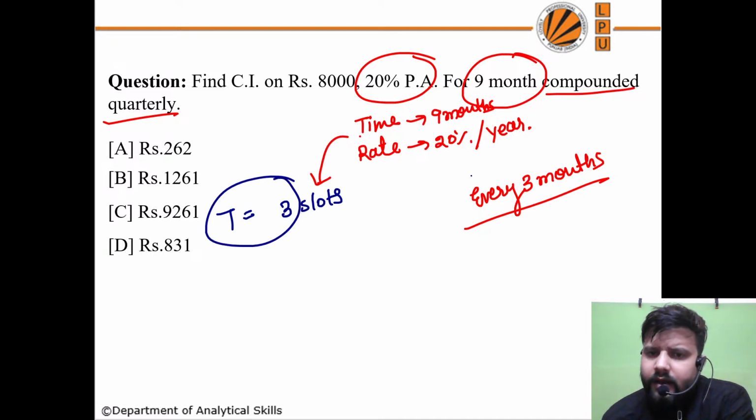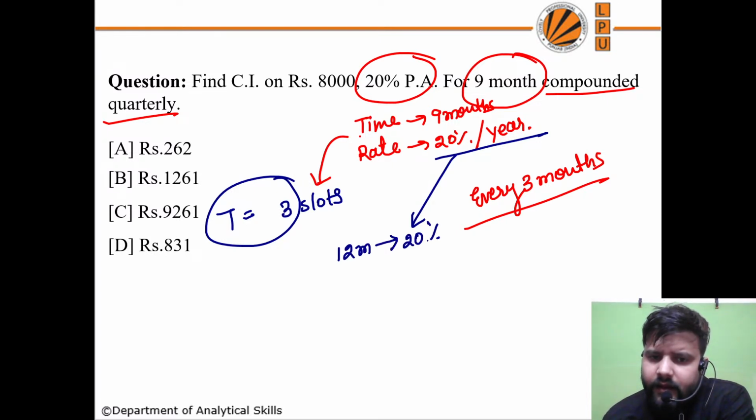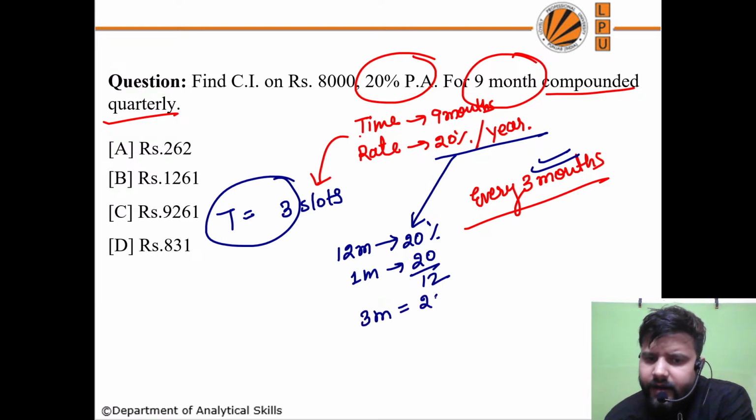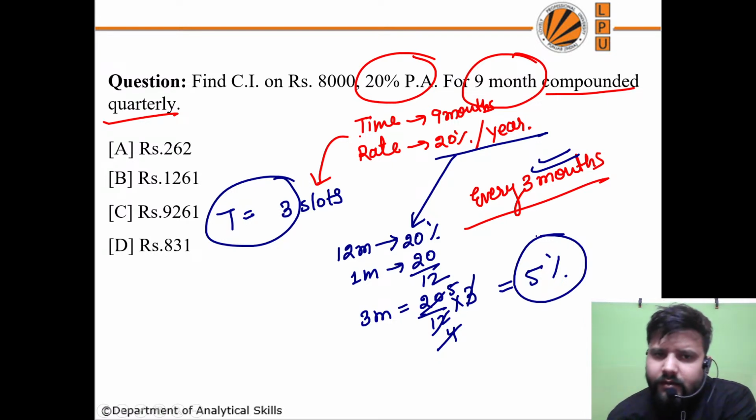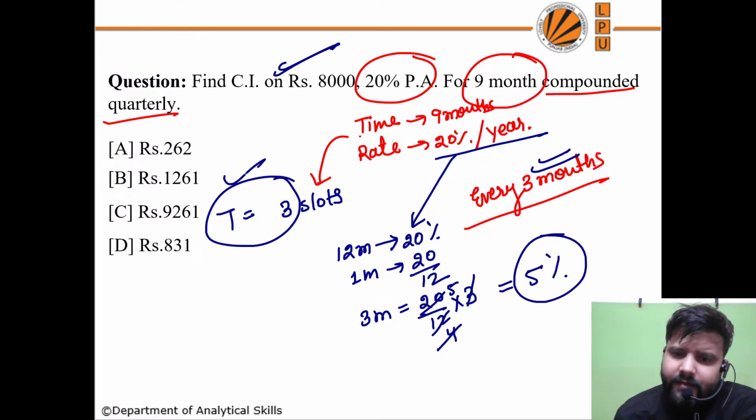So now we have interest rate for per year. It means it is the interest rate for 12 months. If 12 months interest rate is 20%, so 1 month interest rate would be 20 by 12. Now we need interest rate for every 3 months. So 3 month interest rate would be 20 by 12 multiplied by 3. So 3 will cut it at 4 times and 4 will cut it at 5 times. So every 3 months 5% will be charged. So now the question becomes: principal is this, time is 3 and rate of interest is 5. So now you can apply it.